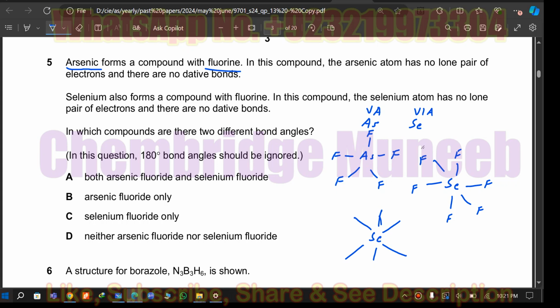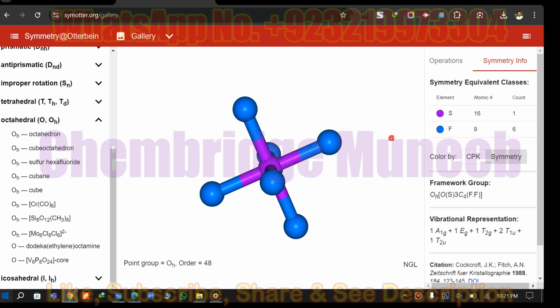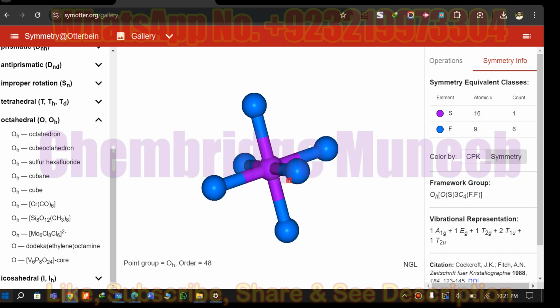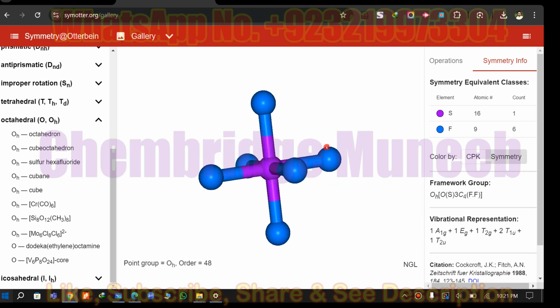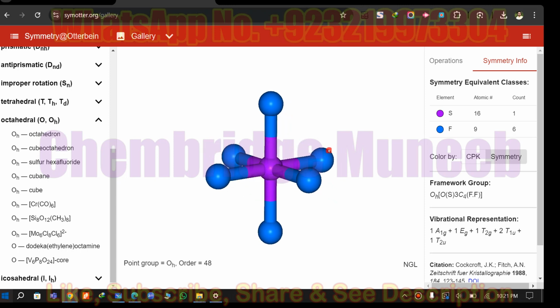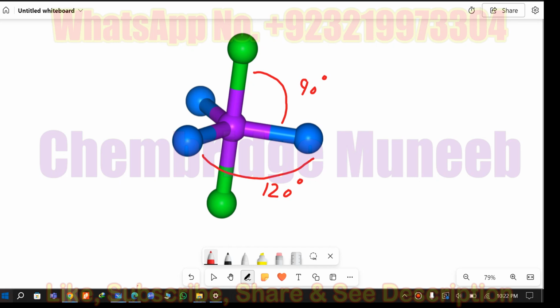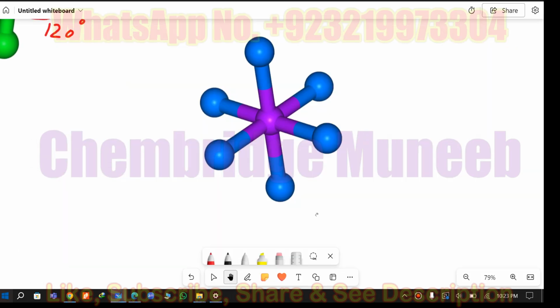Now we have to check the angles present in it. So this is the compound of selenium, and you can see that all of the atoms are the same. They are all fluorine atoms. Now we have to find the angles between different bonds. Okay, so to find the bond angles, this is the compound, and we are going to check the angles.